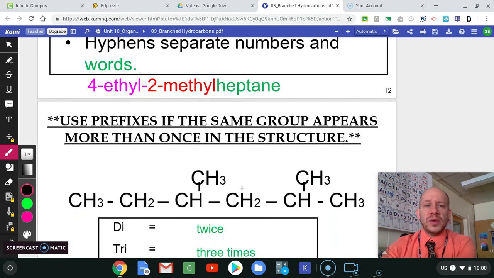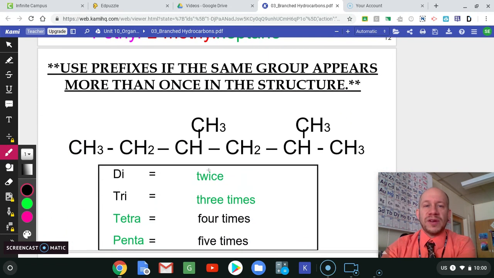Use prefixes if the same group appears more than once in the structure. So di would be 2 times. So here I've got 2 methyl groups, therefore it would be a dimethyl. If I've got 3 of the same group, it's tri, 4 of the same group, it's tetra, and 5 of the same group, it's penta.